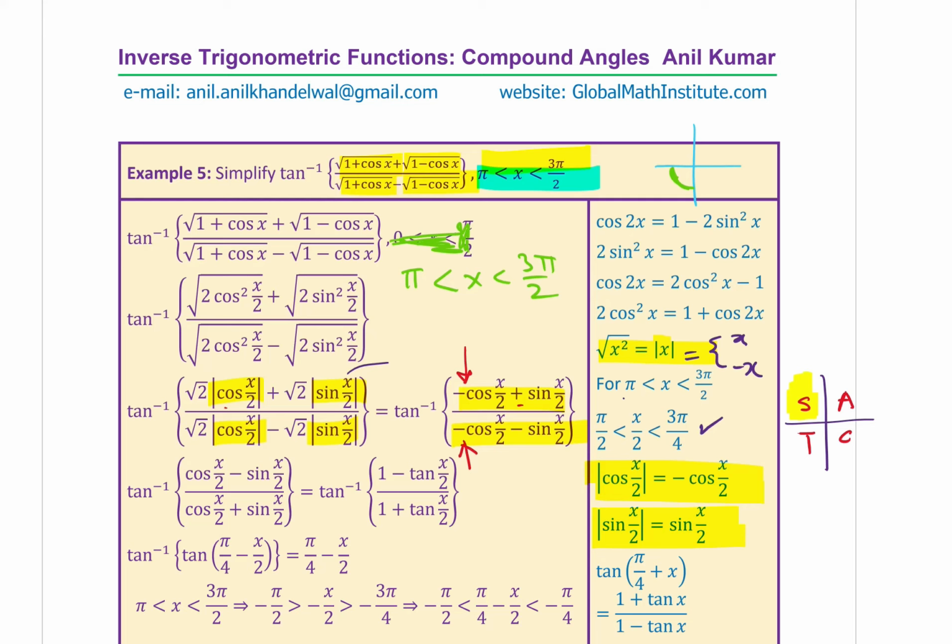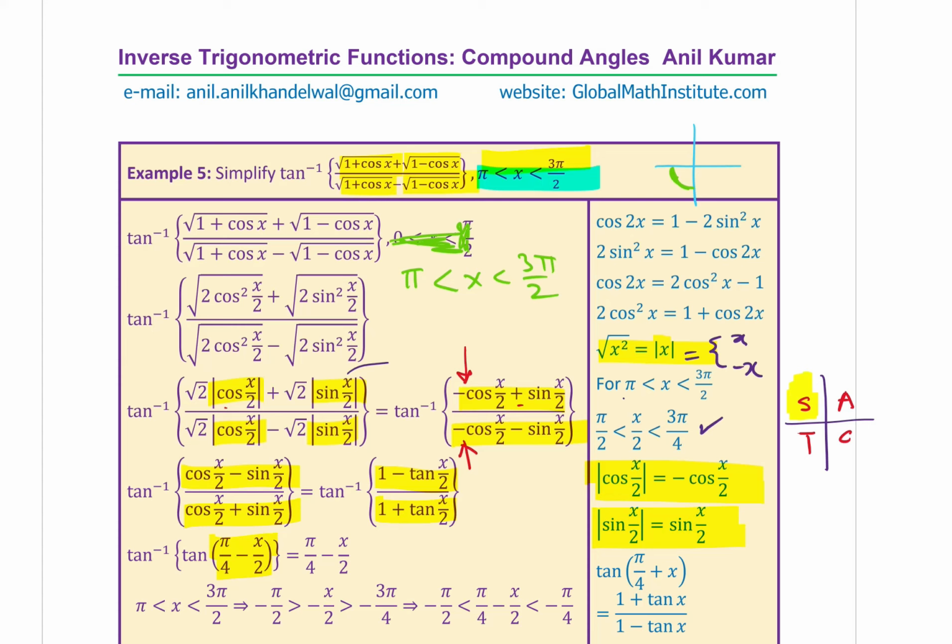You can take minus, cancel minus, and then write this as cos of x by 2 minus sine of x by 2 over cos of x by 2 plus sine of x by 2. So you get 1 minus tan x by 2 over 1 plus tan x by 2. That gives you pi by 4 minus x by 2. Clear? That is what you get, right?